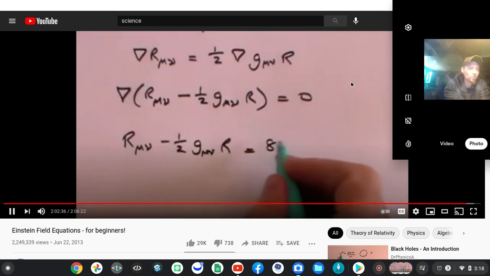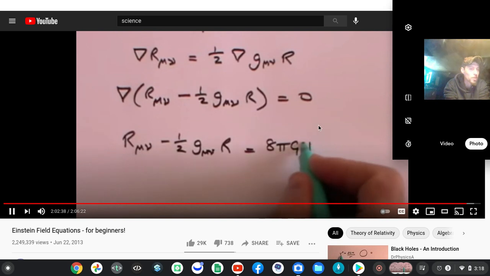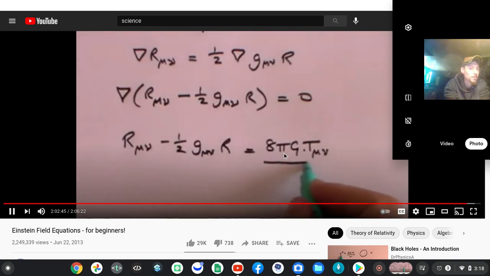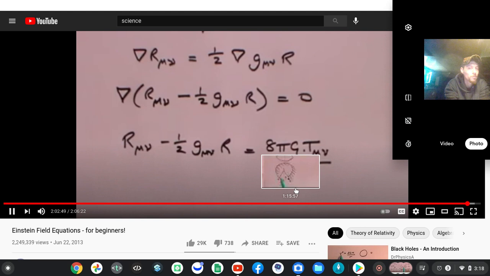equals the right-hand side of the equation. Well, it's not just T mu nu, of course, it's 8 pi G T mu nu. It turns out for dimensional purposes you need to have a c to the fourth term here, but that's essentially just a constant for dimensional purposes.